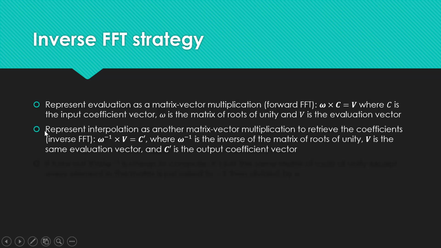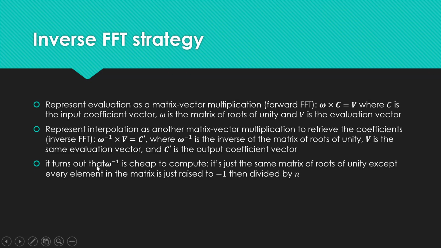So the idea is to represent interpolation as another matrix vector multiplication to retrieve the coefficients. But this time we're going to use the inverse of the roots of unity matrix. We multiply it with v and then we get c prime. So in this case, omega raised to -1 is the inverse of the matrix of roots of unity, and v is the same evaluation vector that we got from pointwise multiplication, and c is the output coefficient vector.